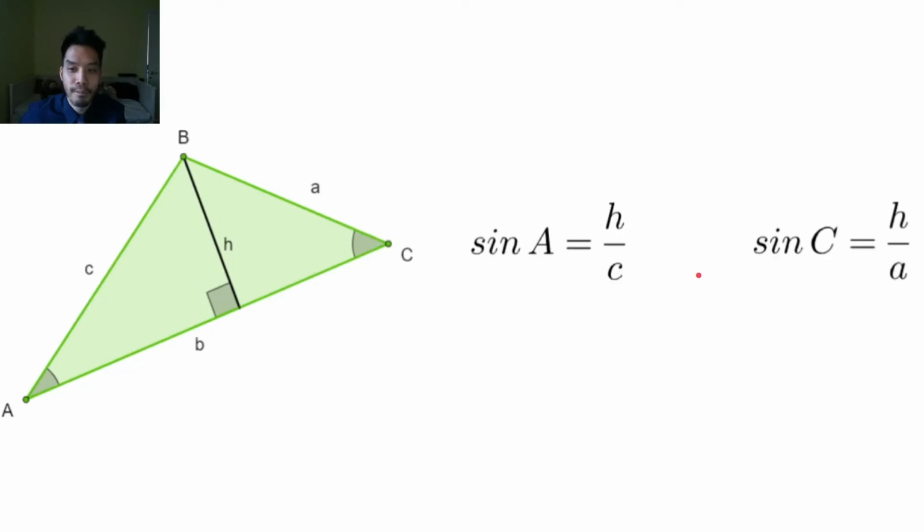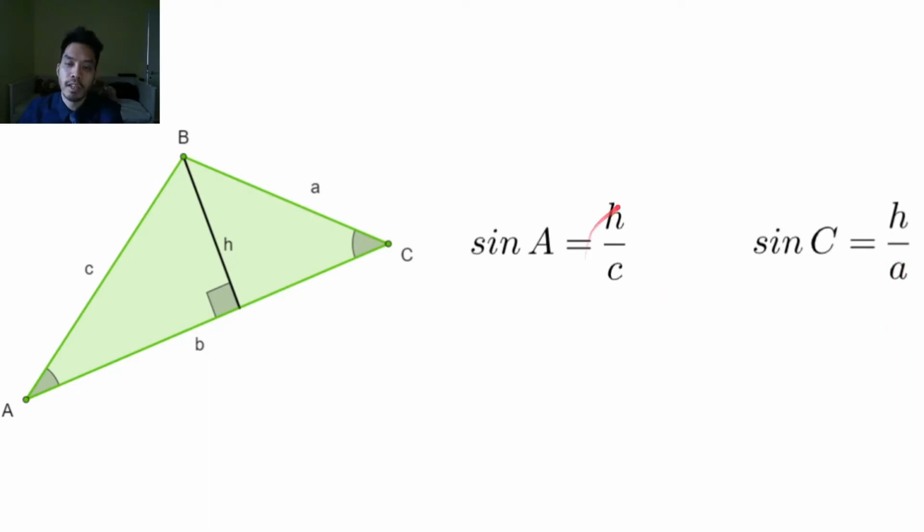Next, they took a look at the second triangle that they've created and used angle C as a focus angle. With angle C as the focus angle, H is still our opposite, and in this triangle, A becomes our hypotenuse. As a result, using the formula opposite over hypotenuse, sine of angle C is equal to opposite, which is H, over hypotenuse, which is A.